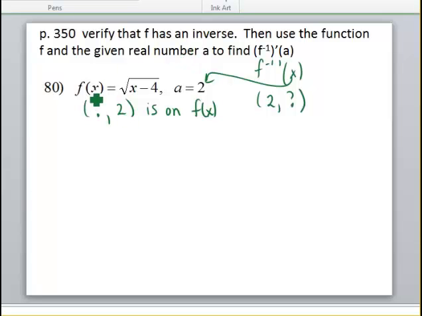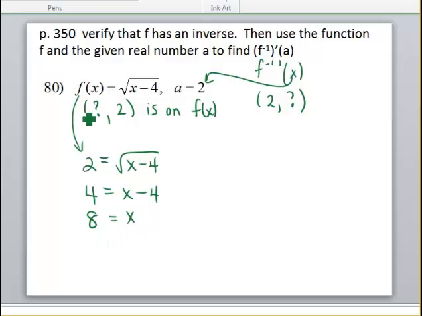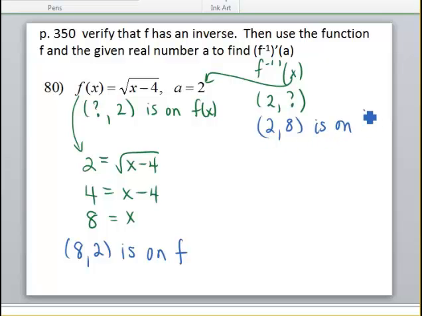So what I want to do is solve this function with y being 2. That'll allow me to be able to find that x value. So I'll square both sides, and then I'll add 4, and I get that x is 8. So I now know that 8 comma 2 is on the f graph. And I now know that 2 comma 8 is on f prime or f inverse prime.